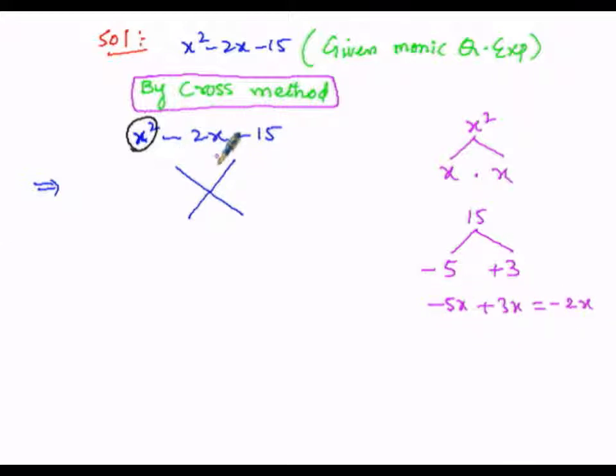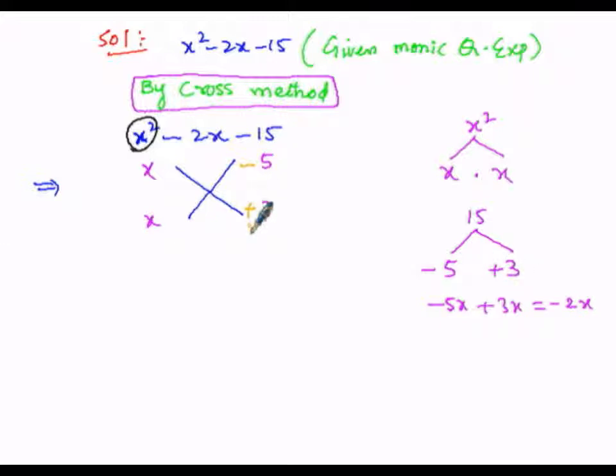So here, x square can be split as x into x. We have to write it vertically. x into x is nothing but x square, and here also we have to write vertically. 15 can be written as 5 into 3, since 5 threes are 15. Here we have assigned the sign of 5 as negative and the sign of 3 as positive.